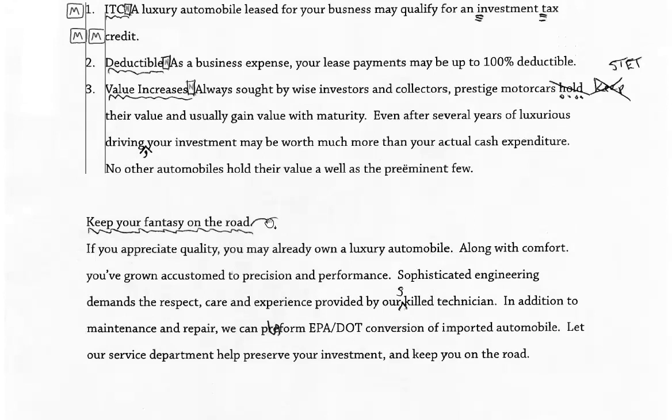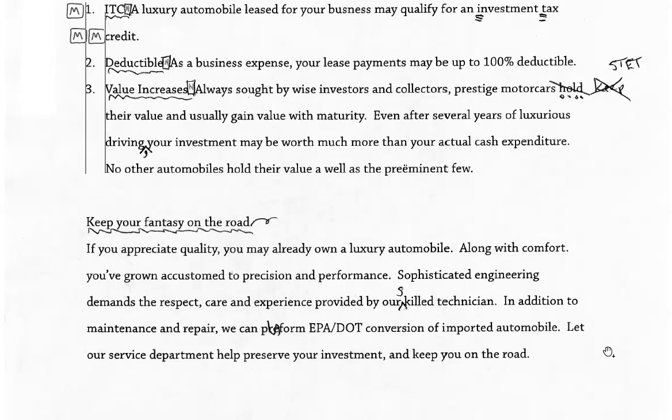You have to read this stuff sometimes and make sure that they're communicating in a way that people can understand them and saying the things they're supposed to say. Sophisticated engineering demands that respect, care, and experience provided by our skilled technicians. Well, obviously we want an S inserted there because they should be skilled technicians rather than killed technicians. In addition to maintenance and repair, we can preform? No. This is a transposition. This should be perform, EPA.DOT conversion of imported automobiles.